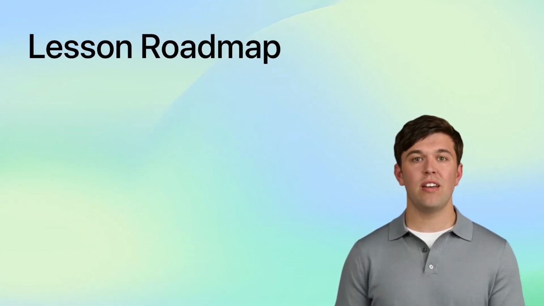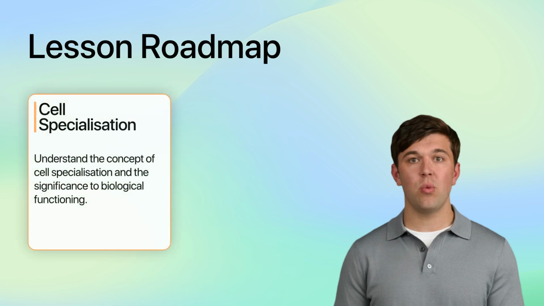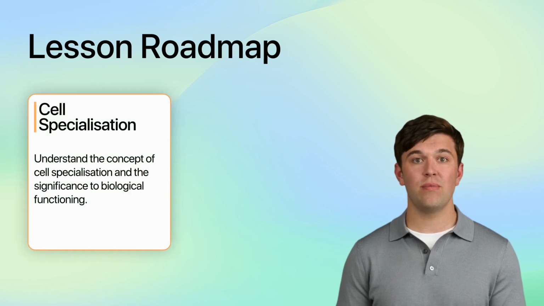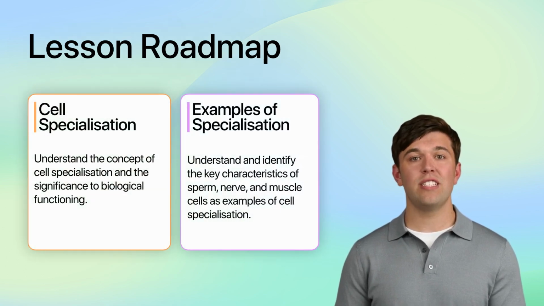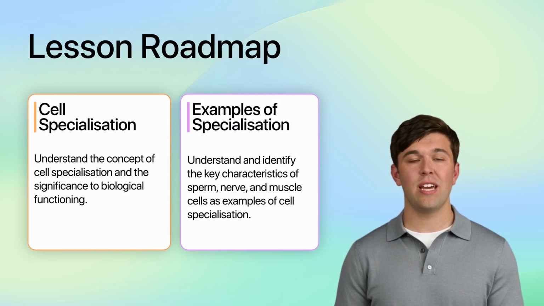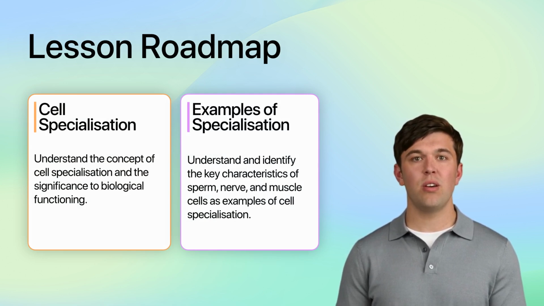Our lesson for today will teach us about animal cell specializations. First, we'll discuss what is meant by cell specialization. Then, we'll look at fascinating examples of three specialized animal cells: sperm cells, nerve cells, and muscle cells. We'll examine how their unique structures allow them to carry out their particular roles effectively.